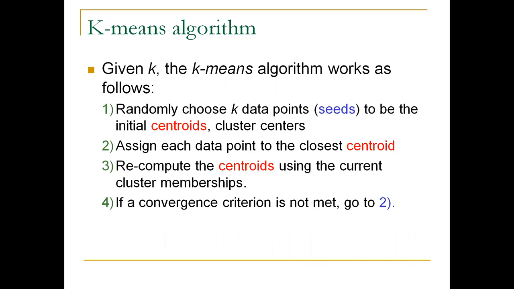K-means algorithm works as follows. Randomly choose K data points called seeds to be the initial centroids. Assign each data point to the closest centroid. Recompute the centroids using the current cluster memberships. If a convergence criterion is not met, go to the second step.